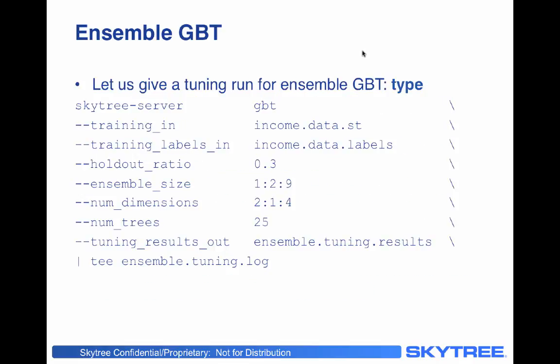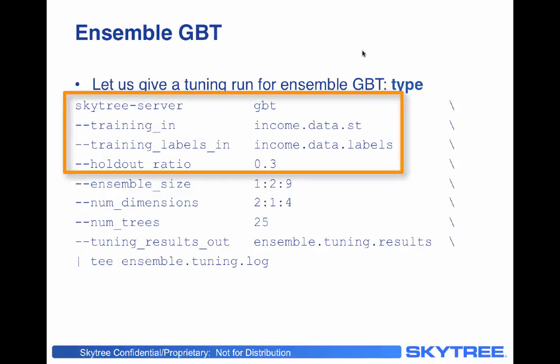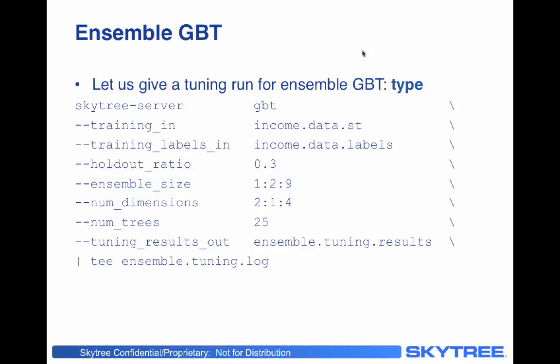Here's an example command that uses the Ensemble GBT capability of Skytree. As usual, we start by specifying the GBT option and the file names for the training data, and we specify a holdout ratio to do the tuning. So in this run, we then specify the ensemble size. This turns on the Ensemble GBT training, and Skytree tries out different sizes for the ensemble specified with this option. For this particular example, we will try ensembles that consist of 1, 3, 5, 7, and 9 GBT models.